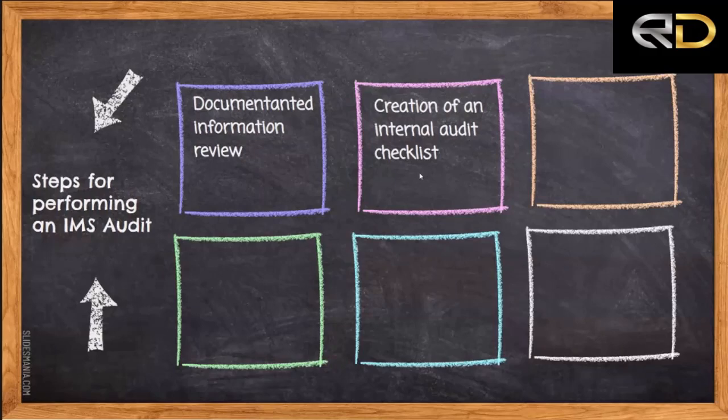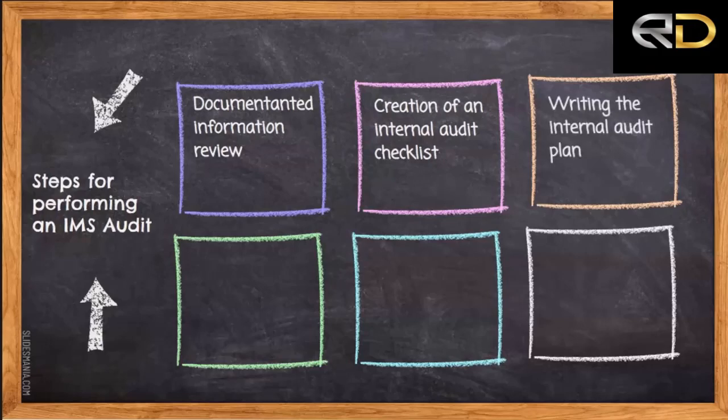Basically, your audit checklist is going to consist of the questions you're going to ask, the documents you're going to review, and also what you're going to observe, all right? And then you're going to write an internal audit plan informing the auditees about exactly how to conduct that audit, how the audit is going to be conducted.